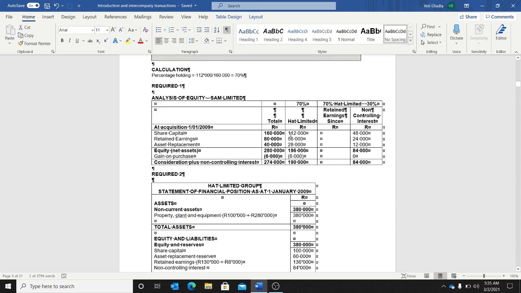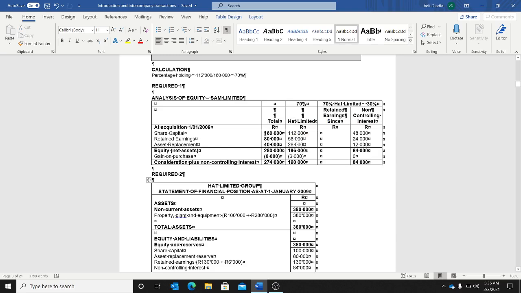Now, the first step is you must distribute these amounts according to this person, which is Hart, who acquired 70%. So you take 160, you multiply by the 70% that goes to Hart, and it will tell you it's this one. So you do the same. 80 multiplied by 70% gives you this one. 40, 70% gives you this one.